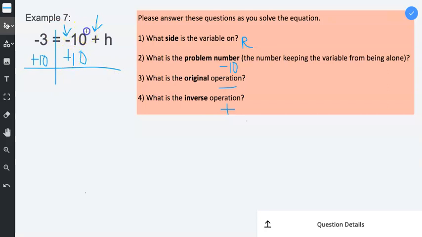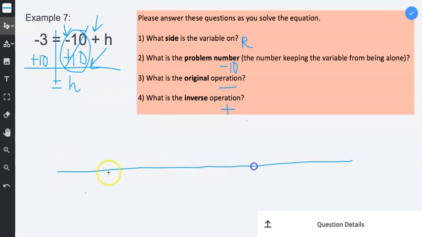-10 plus 10 is 0, so I'm going to draw a 0 around it and cross it out. 0 plus h is just h. So now we've isolated h. And then on the other side, I take -3 and I need to add 10. When you add 10, you're moving to the right. So I'm going to start this -3 on the left-hand side, and then I know I'm going to move to the right 10 times. So I move over once, twice, 3 times, 4 times, 5 times, 6 times, 7 times, 8 times, 9 times, 10 times. So this is my answer.